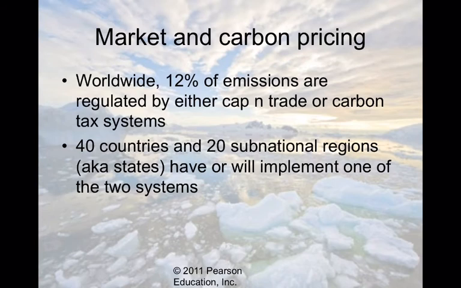Worldwide, 12% of emissions are regulated by either cap and trade or carbon tax systems, but that's about to go up. 40 countries and what I read was called subnational regions, that's basically states, already have or will be implementing one of these two systems. So the idea of assigning a market price to carbon is catching on and spreading because it really puts the ball back in the court of those who are emitting more than their fair share of carbon.